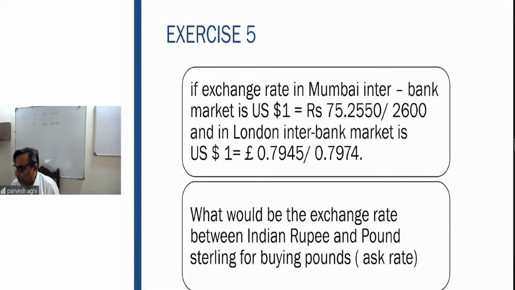Now look at this question and answer me this question. If the exchange rate in the Mumbai interbank market is $1 = 75.2550/2600, and in the London interbank market the rate of $1 is equal to this, now tell me what is the ask rate, or what is the rate of buying 1 pound in India? Just try to find out.